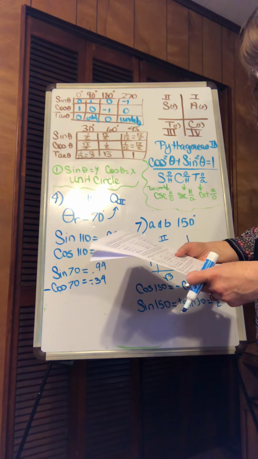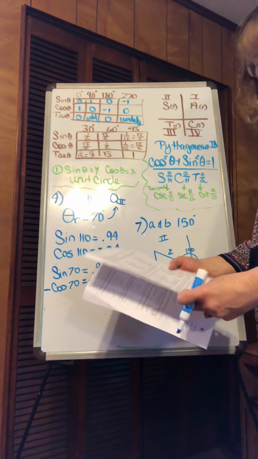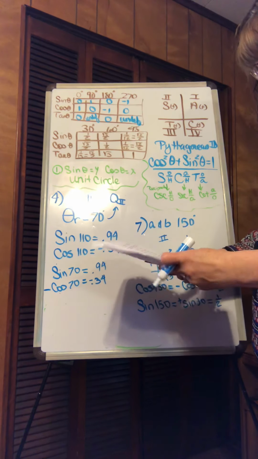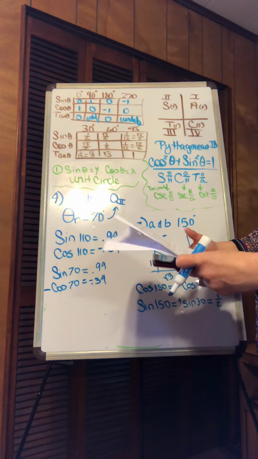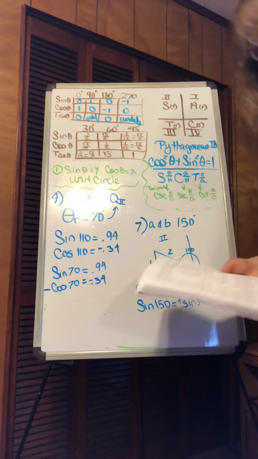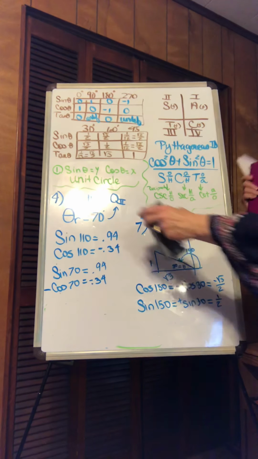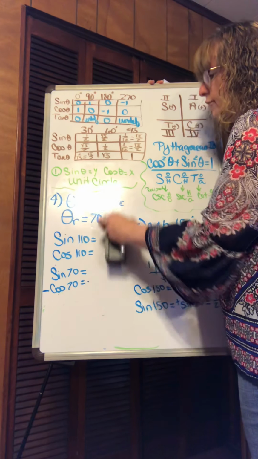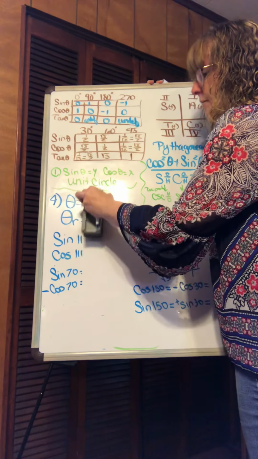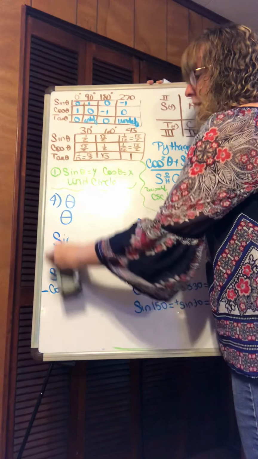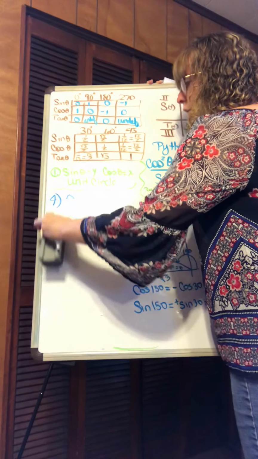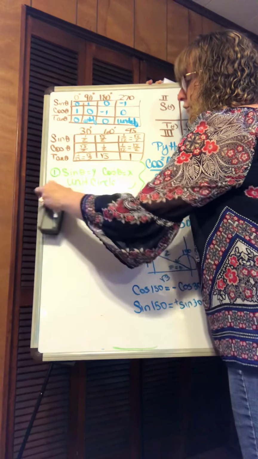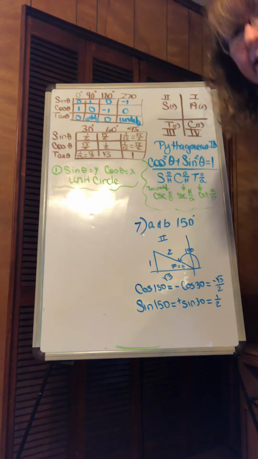And I'm going to let you finish 7, and I'll have the answers posted. And then let's take a look at 8. 8 is a little bit different because they're now starting us out in radians. Well, if they're starting us out in radians, I am going to have to think about the radian measure. I can convert to degrees, I can leave it in radians.